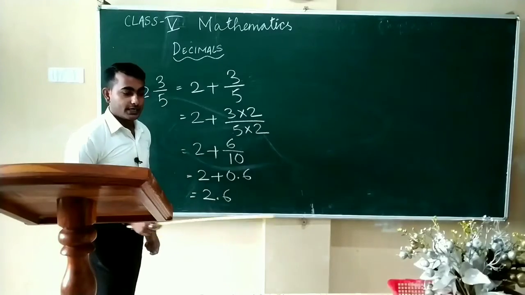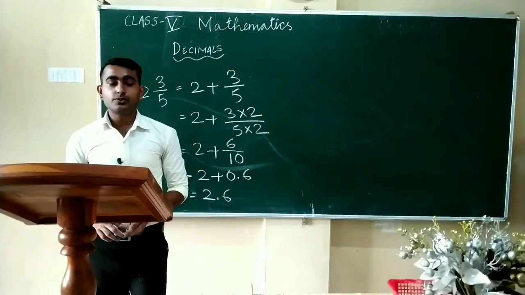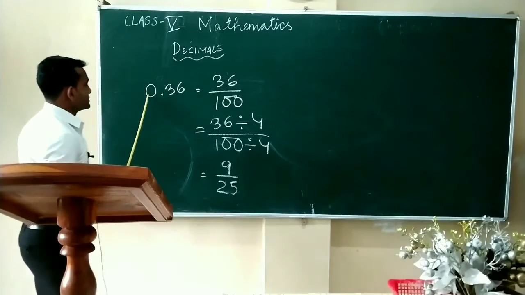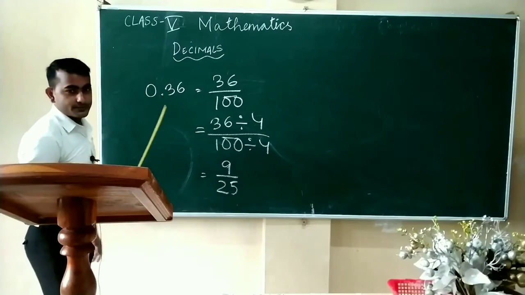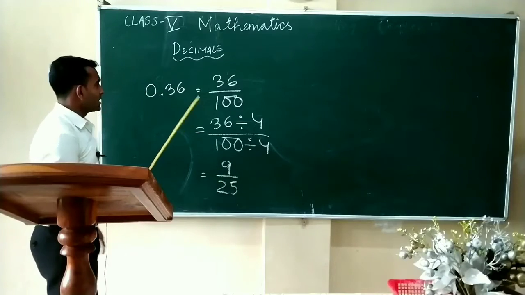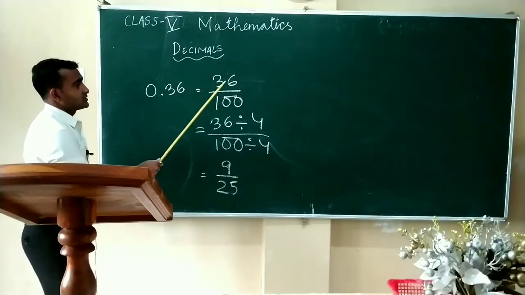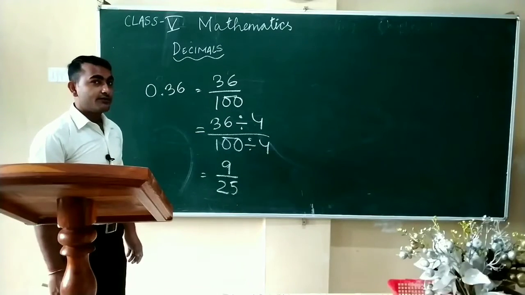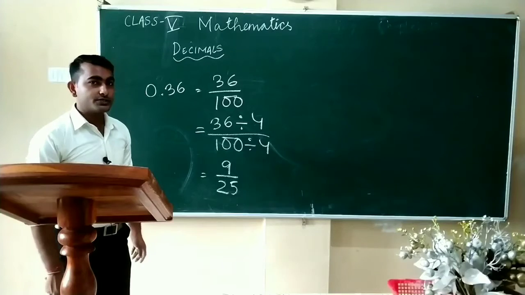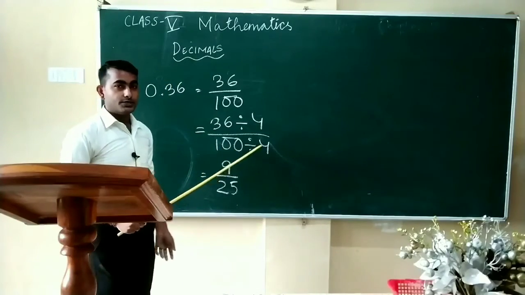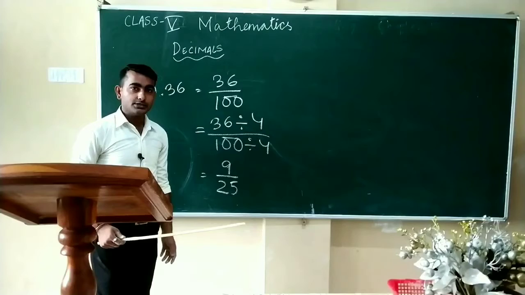1 zero. So after the decimal, how many digits? 1 digit. Clear? A decimal can also be converted to a fraction, for example 0.36. Okay? 0.36 in fraction can be written as 36 by 100. Now why is it divided by 100? Why is the denominator 100? See, after the decimal, how many decimal places? 2 decimal places. It means divided by 100. Okay?